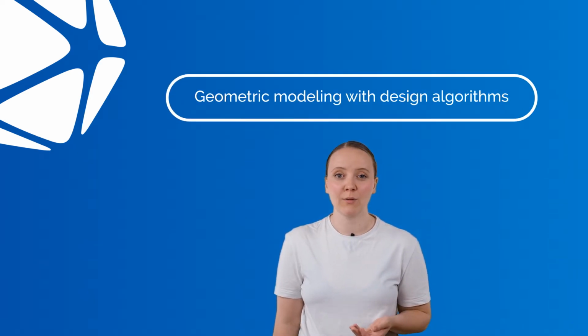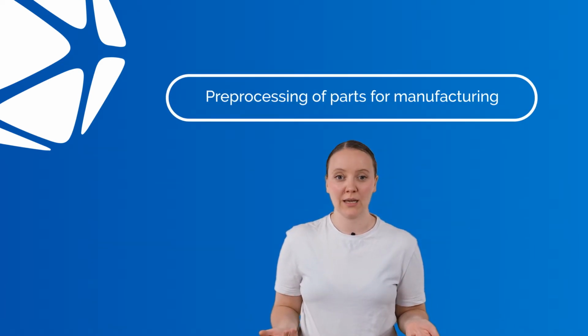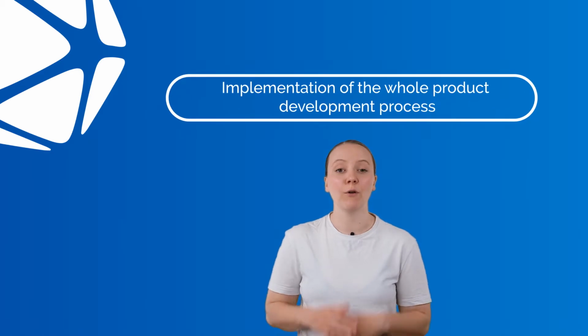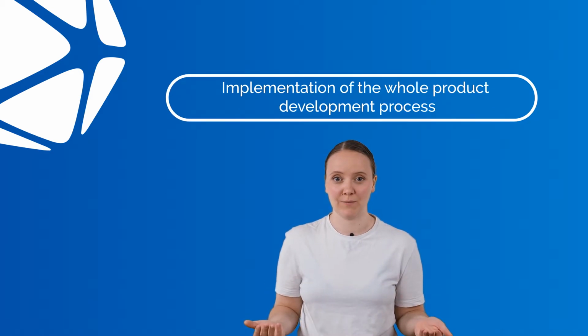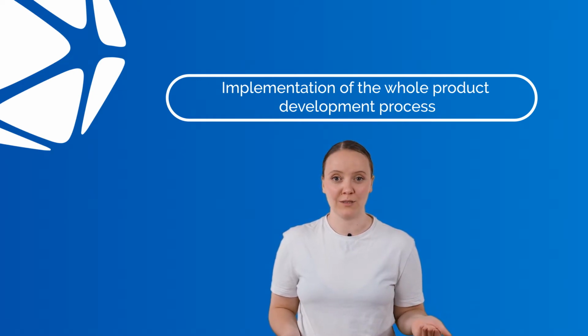Multiple processes exist in the world of engineering, depending on the industry and the individual application. Examples for these processes are geometric modeling with design algorithms, automation of FEM processes, pre-processing of parts for manufacturing, and the implementation of a whole product development process. All these processes can be automated through algorithms.